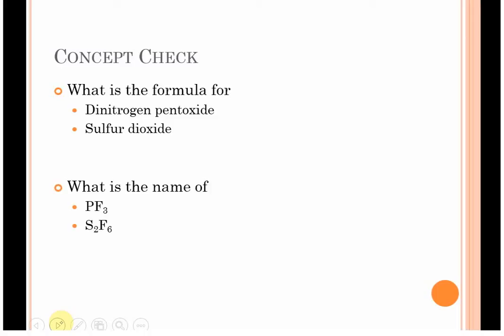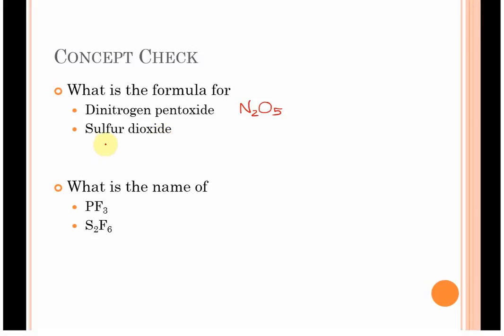What's the formula for dinitrogen pentoxide? Well, this is the easy type of compound to really interpret. Nitrogen is N, oxide came from oxygen, and we look at the prefixes to tell us how many of each. Di means we had 2 nitrogens, and pent means we have 5.